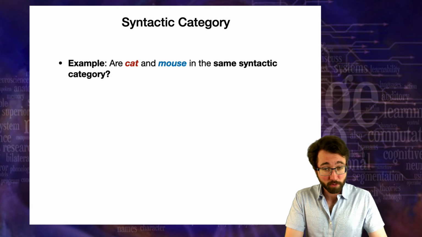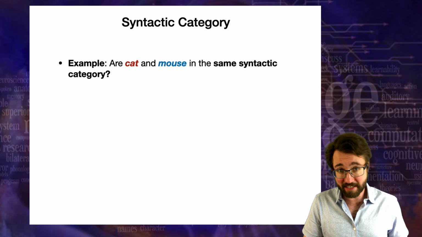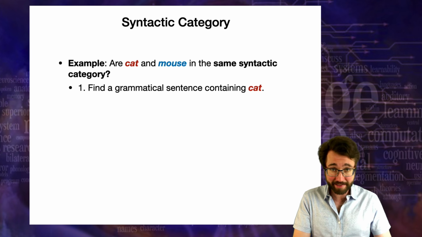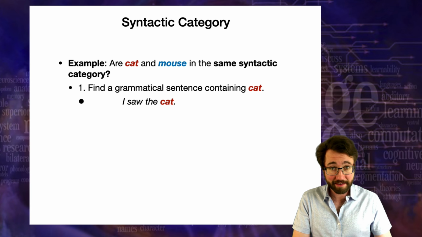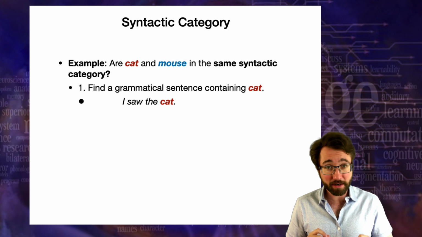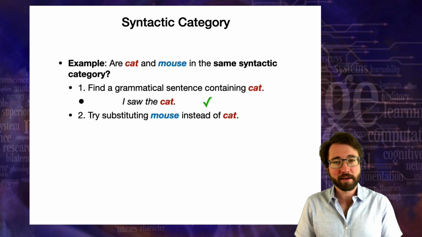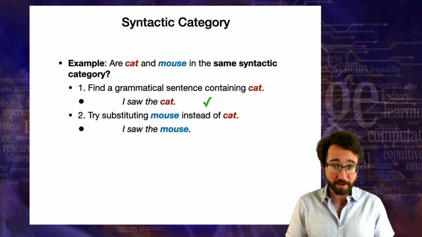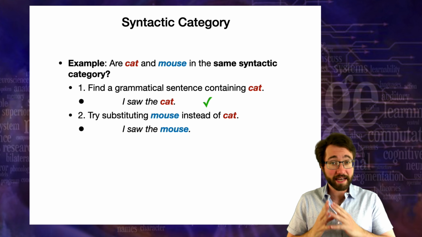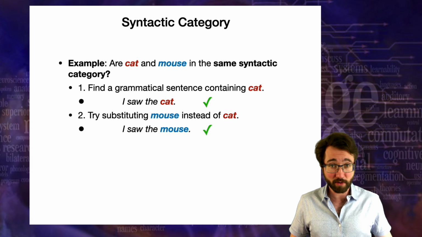So our example from last time was we ask, are cat and mouse, two words, are they in the same syntactic category? Remember the test for this. We have to find a grammatical sentence containing cat, like I saw the cat. And now we have to drop in mouse instead of cat, and we look at whether the sentence becomes ungrammatical when we do that. So I saw the cat is grammatical. We substitute mouse for cat, we get I saw the mouse. And if you do this for examples you can come up with that have the word cat in them, you'll find that you can always substitute in the word mouse and it's still grammatical. So cat and mouse are in the same grammatical category.